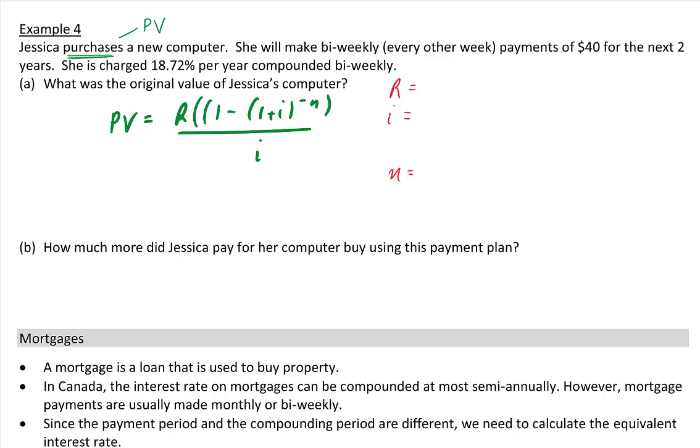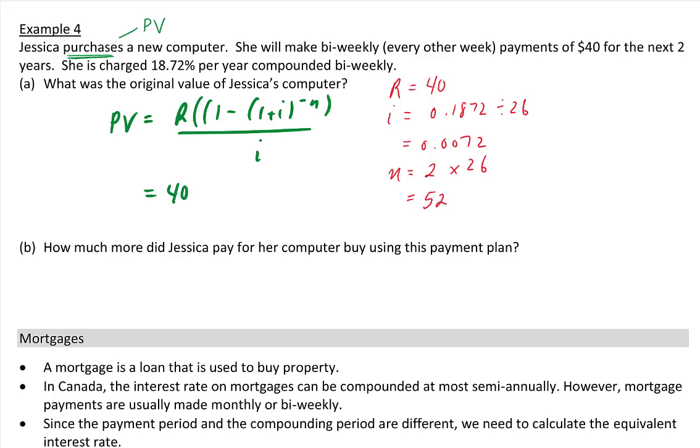So we know that our regular payment is $40. We know that our interest rate is 0.1872. And since that's bi-weekly, every other week, remember in a year there's 52 weeks, so we're going to divide this by 26, which means we're going to take the 2 years and times it by 26. So we're going to make 52 payments of $40. And our interest rate is 0.0072 every other week.